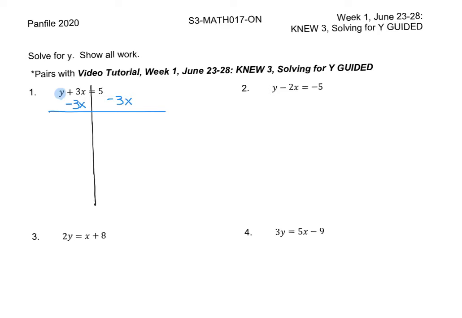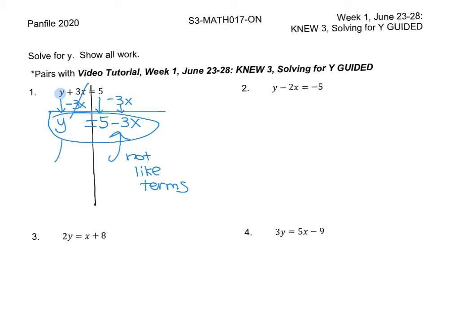When I work left to right here, I'm going to bring down my y. These are going to zero out. But then over here, I'm going to bring down the 5. I'm going to bring down the minus 3x. And I'm done. Because these are not like terms, and that guy is alone, which is exactly how we wanted him. Done. Okay, so let's look at number 2.